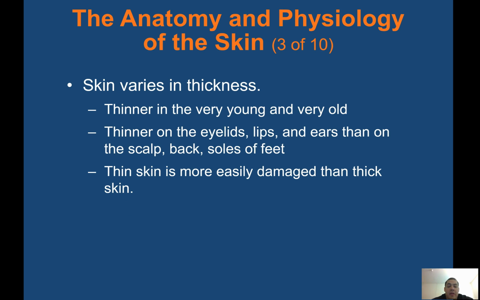Skin varies in thickness, thinner in the very young and very old, thinner on the eyelids, lips, and ears, then on the scalp, back, soles of feet. Thin skin is more easily damaged than thick skin. So this is why in minor injuries in the very young and very old, we have a high index of suspicion, because they're more prone to get injured, especially in the skin. Older people tend to have more skin tears and tend to bleed a lot more, especially depending on the medications they're on, such as blood thinners, warfarin, Coumadin, Eliquis.